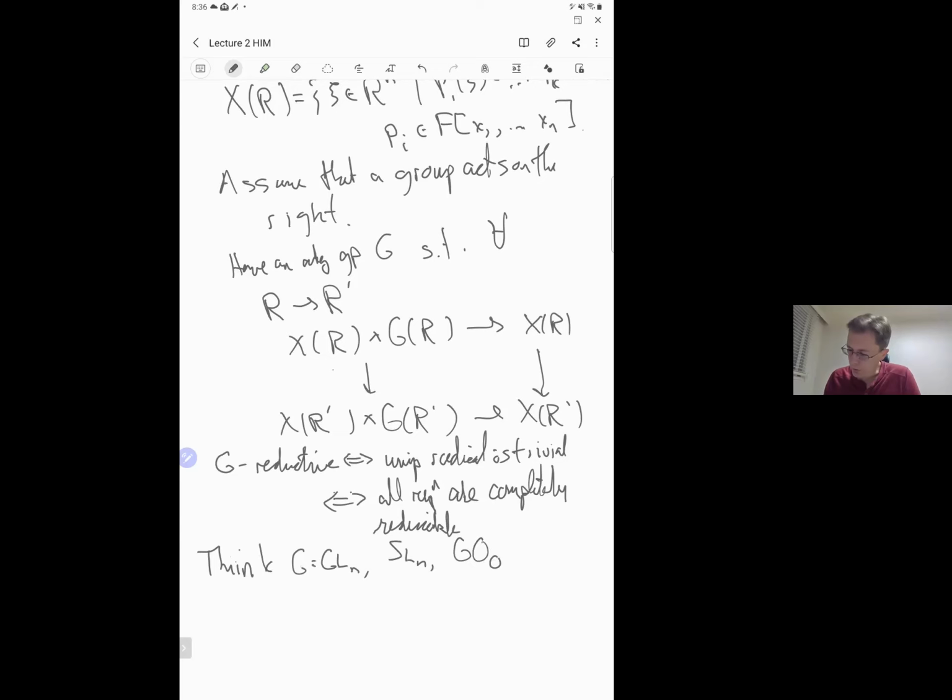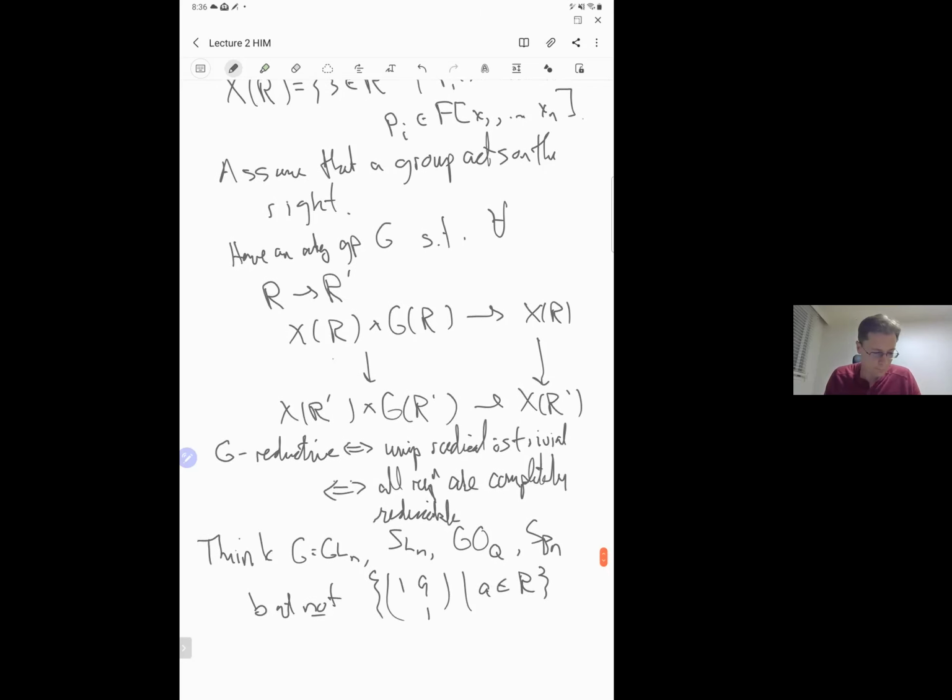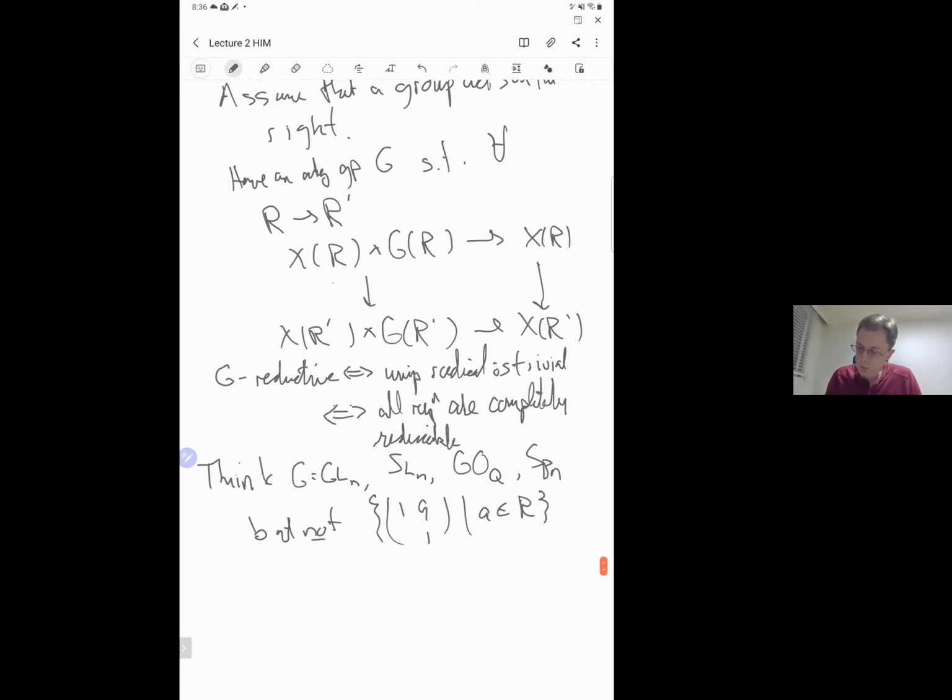or GO_Q or a symplectic group, but not something like the upper triangular matrices. The last is a non-example of a reductive group, and the others are all examples of reductive groups. These are just matrix groups, and for each one of these groups I know what it means to take the R-valued points. They're matrices with coefficients in R that have determinant that's a unit in R, for example for GL_n. Okay, so I need a few more assumptions.